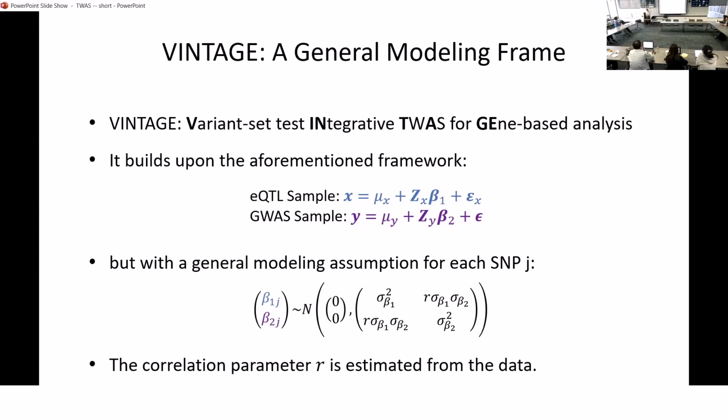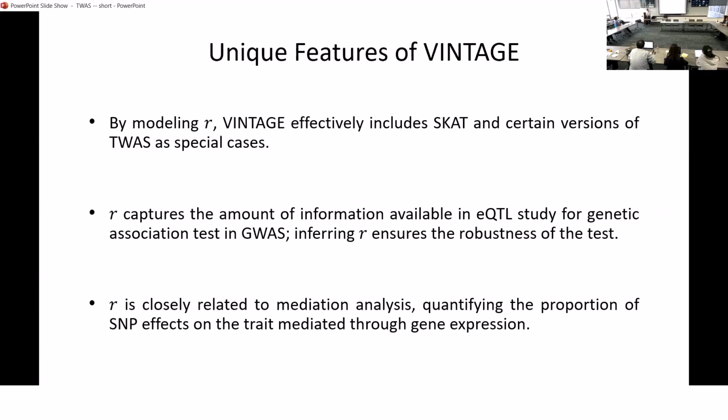So therefore, we generalize this. We try to estimate R, and we also want to test R. And then R will also allow us to properly borrow information from your eQTL study into the genetic test. So by modeling R, VINTAGE effectively includes both SKAT and certain versions of TWAS as special cases. You can imagine by R equal to 0, it goes to SKAT. By setting R equal to +1 or -1, it goes to TWAS. And R is an important parameter that captures the amount of information available in the eQTL study for genetic association tests and TWAS. So therefore, inferring R is important.